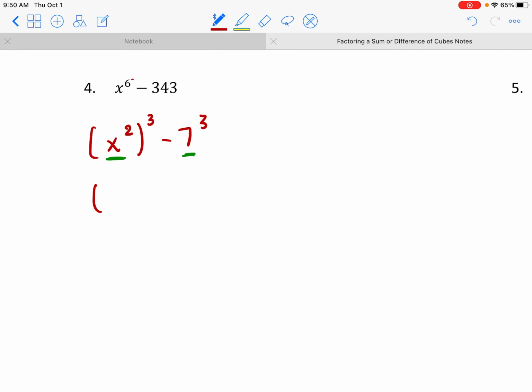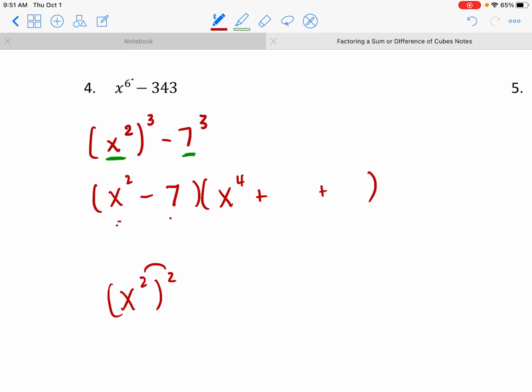So this is going to factor into, again, binomial, trinomial, same sign, opposite sign, always positive. My bases, x squared and 7, come down, and then I'm going to square the x squared. So what's x squared times x squared? That's going to be x to the 4th. And then I'm going to multiply x squared and 7 to make 7x squared. Then I'm going to square the 7 to put a 49 here. And there it is.